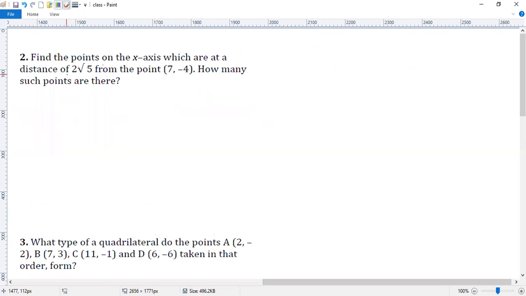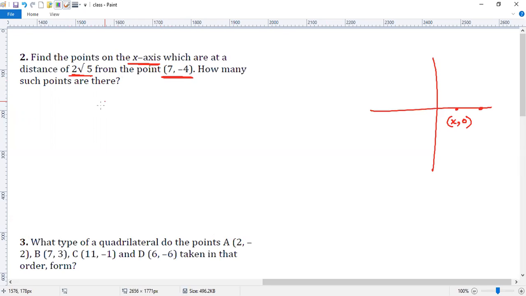Question number 2, find the points on x-axis. See, when you're writing the coordinates, any point on x-axis will have its y coordinate to be 0. X will have some value, but the y coordinate will be what? 0. So you have to find the points on x-axis which are at a distance of 2 root 5 from the point 7 comma minus 4. How many such points will be there? This is the next question.